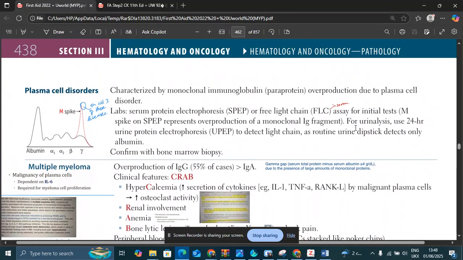My name is Dr. Hamid and our today's topic of discussion is myelodysplastic syndrome. Again, very important topic for step 1 and step 2. And when I was preparing for my step 1, this topic was very difficult for me.